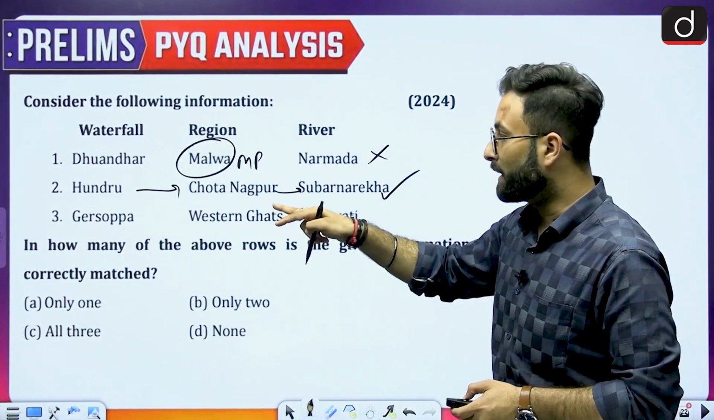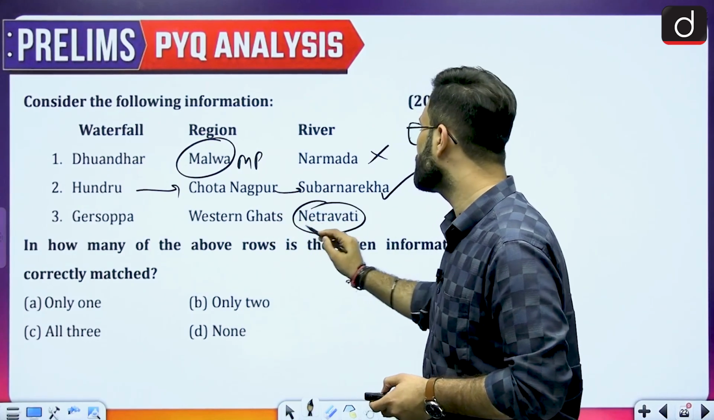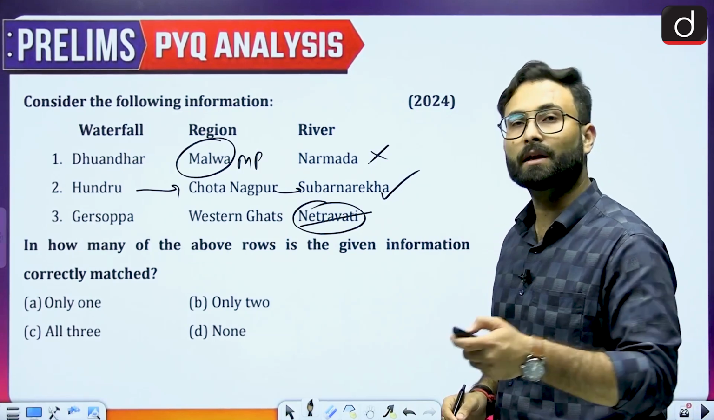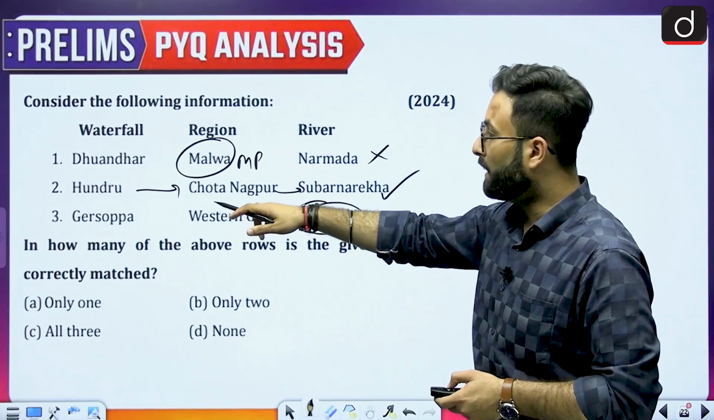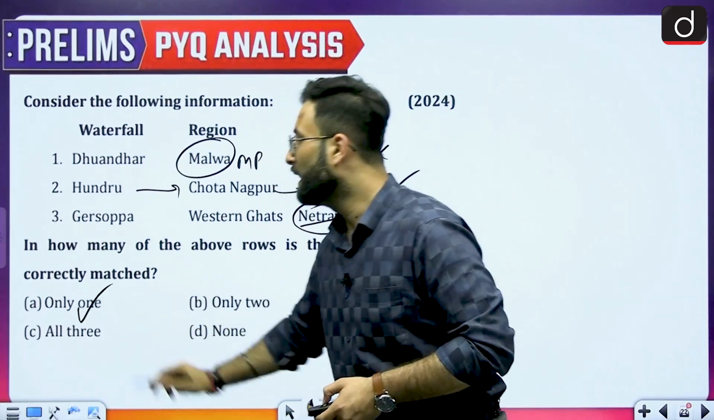Then coming to Gairsopa, that is basically in the Western Ghats, and they are talking about the river Netravati. This is not on the Netravati, this is on the Sharavati river. So here you can say this statement 3 is also incorrect. Only one is matched. Option A would be your right answer over here.